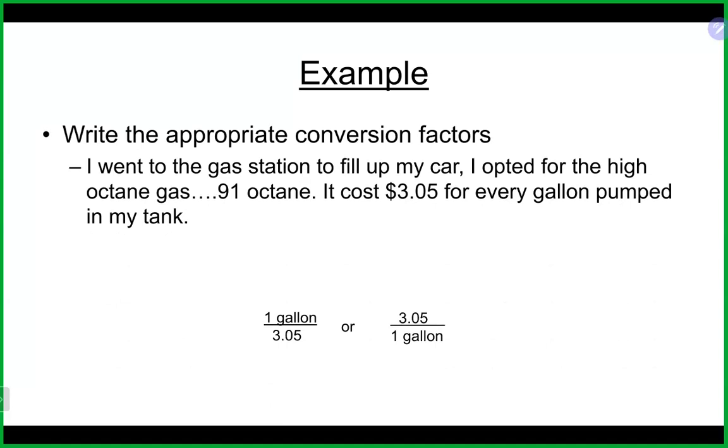91 octane, $3.05. See how old that slide was. By the way, that was super expensive when I made that slide, $3.05. But that basically means for every gallon of gas you get there, you pay $3.05. Yeah, I'll take it. And $3.05 over 1 gallon in that case.